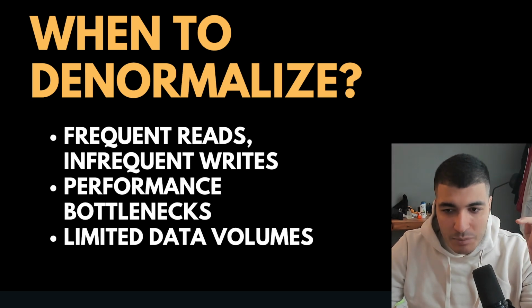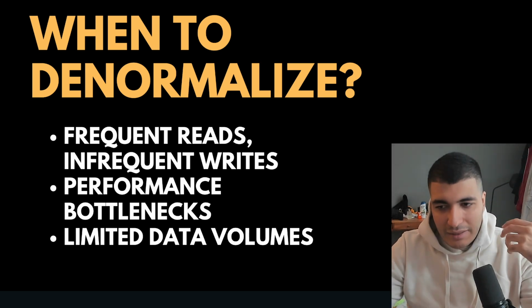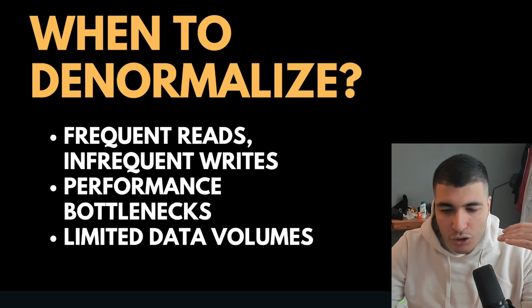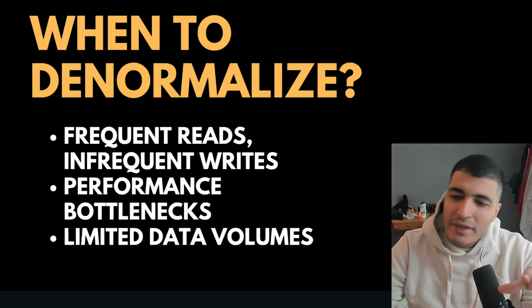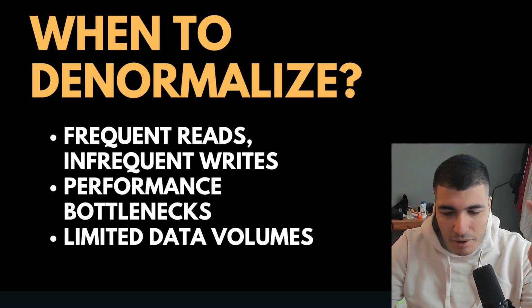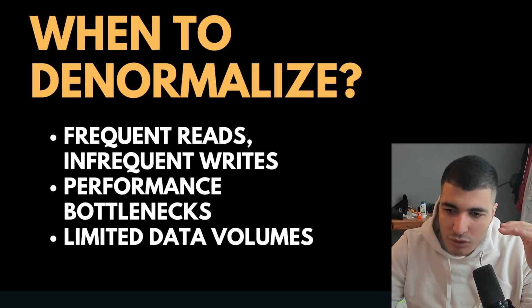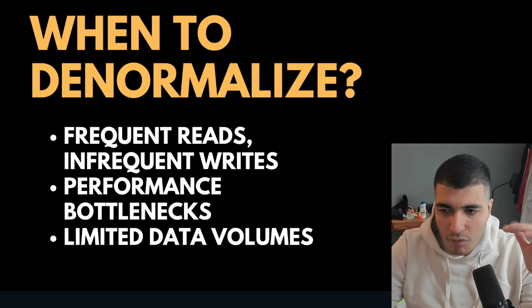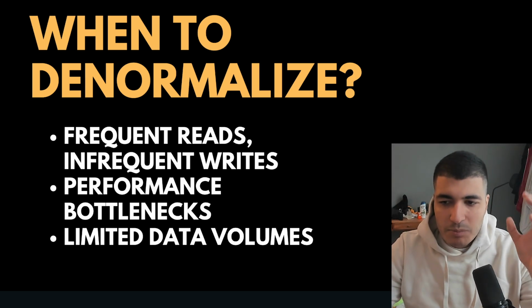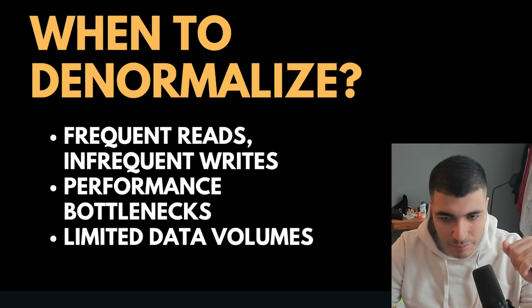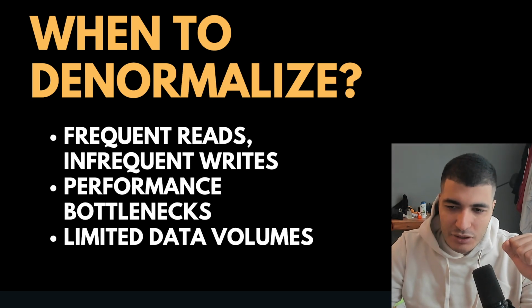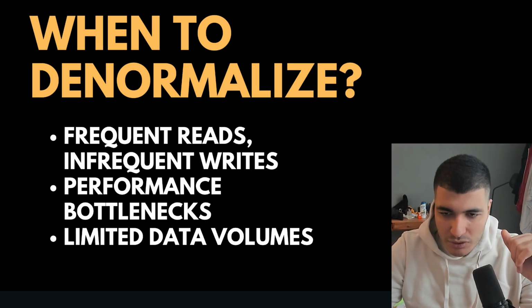Number two, performance bottleneck. If your normalized design leads to excessive joins or slow lookups, denormalizing some fields can help. Number three, limited data volumes. If storage costs or data consistency overhead is manageable, the trade-offs might be worth it. Always measure your app's performance bottlenecks. If a join is killing performance, consider denormalizing just that part of your schema.